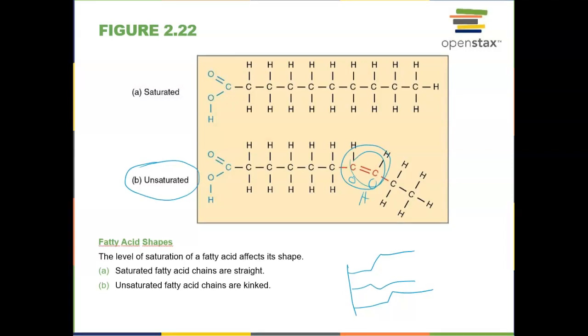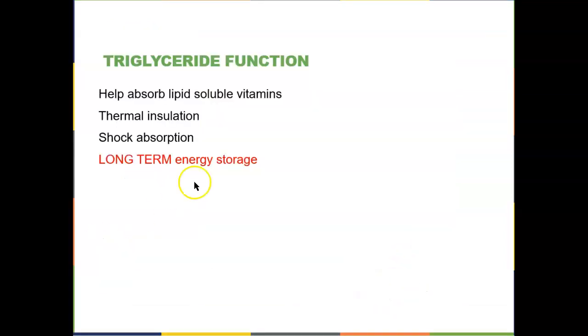All right, next up is the function of triglycerides. They do a lot of different things. They help absorb lipid-soluble vitamins. This is why it's a good idea to have some olive oil or oil of some sort in your salad dressing, so that lipid-soluble vitamins can be absorbed with the oil.